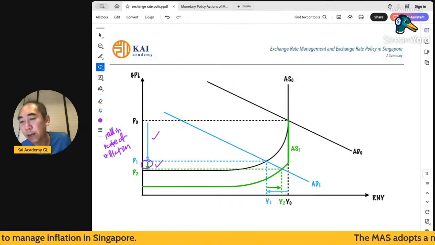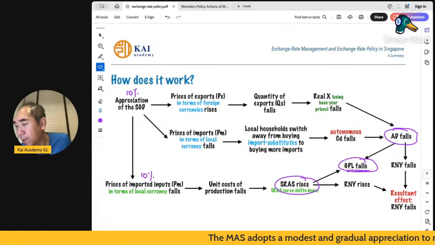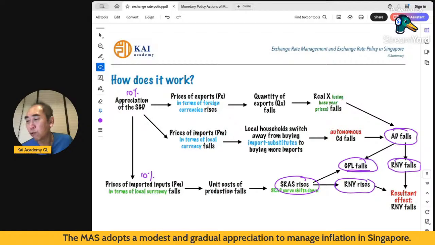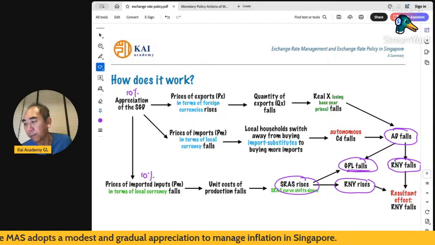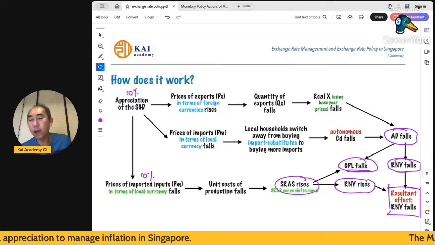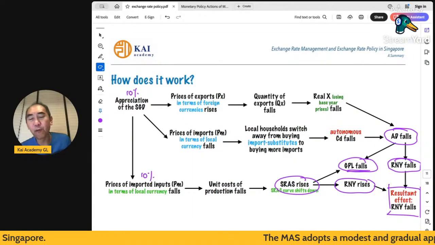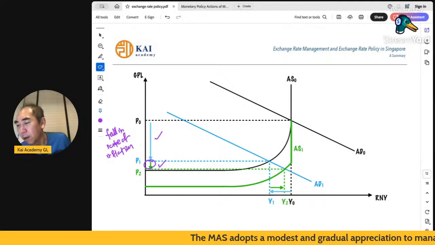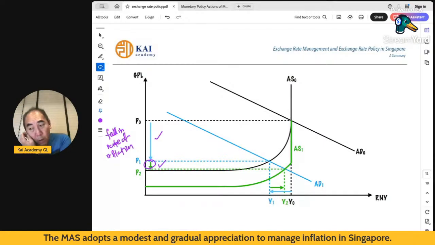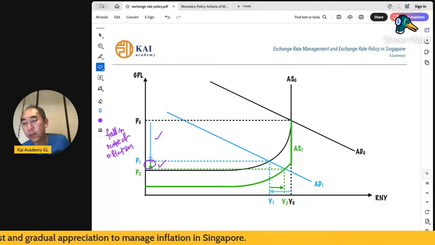Now, how about the harmful side effect? If you look at the other axis, when the AD falls, RNY falls, but when the AS rises, RNY rises. So now you have two opposing effects. Which effect is going to dominate? Well, the resultant effect is that RNY will actually end up falling, or rising, sorry. So the decrease in AD will cause a bigger fall in RNY, while the increase in the AS will cause a smaller increase in RNY.